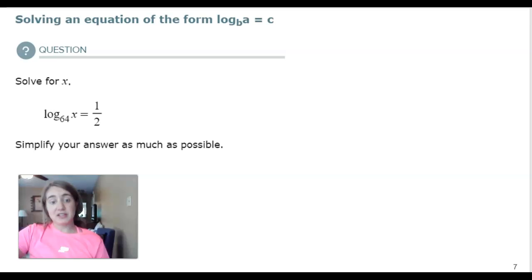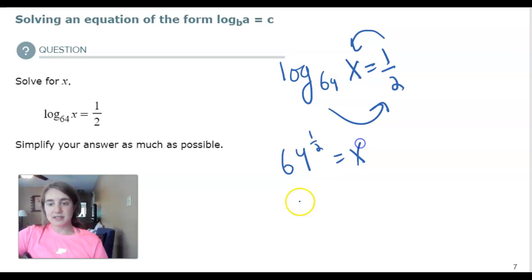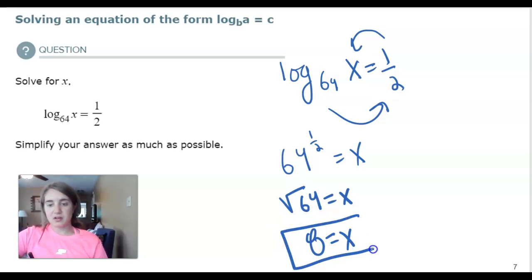This is a similar idea. I'm going to rewrite it over here so I can loop it. 64 to the 1/2 equals x. In other words, that's the square root of 64. Sorry, I jumped ahead of myself. And that would be 8.